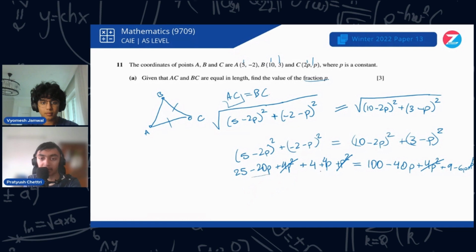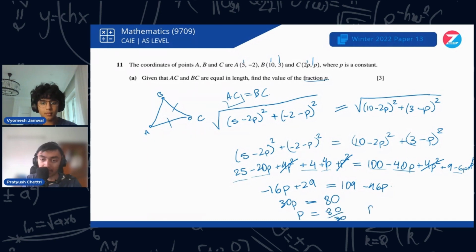So minus 20p plus 4p is minus 16p. Plus 4 plus 25 is 29, equals 100 plus 9, 109, minus 40p minus 6p, minus 46p. And let's bring all the p's over to this side. So 46 minus 16 is 30p. I'm going to bring the 29 over to the other side. So 109 minus 29 equals 80. Hence p equals 80 divided by 30, and p equals 8 by 3. That is our value of p.